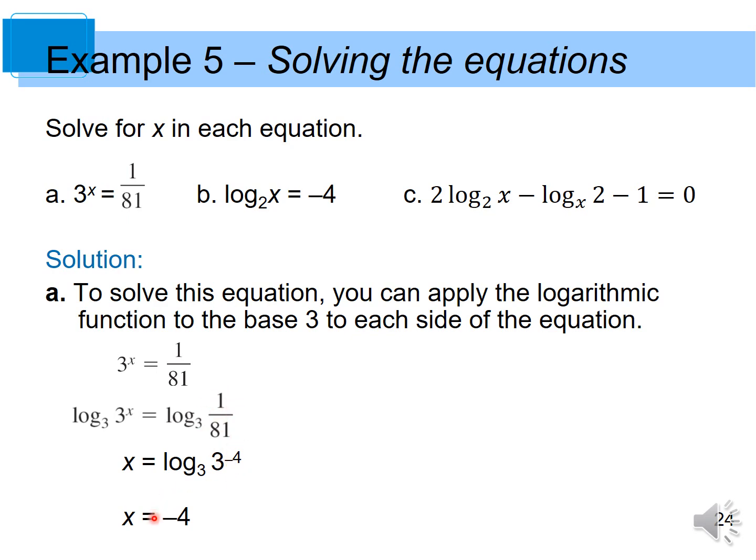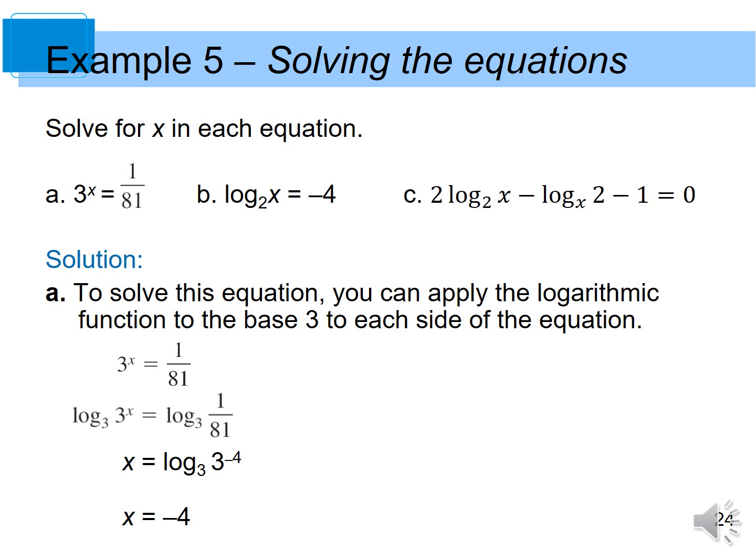Okay, so after that, look at this one. The negative 4 is a power. So we can move this negative 4 to the front. So we have negative 4 log of 3 to the base 3, which is equal to 1 for this part. Log 3 to the base 3 is equal to 1. So lastly we have negative 4.